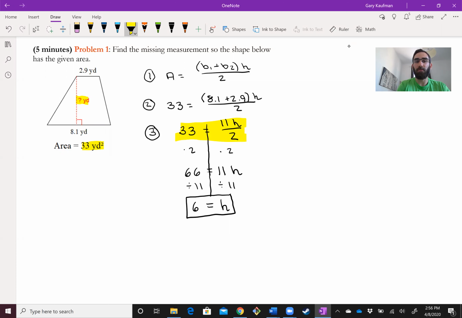So I thought to myself, okay, I just have an equation. I can solve it using inverse operations. So that's what I did. I undid the division. I then undid the multiplication. And I was left with the fact that if the height is 6, this trapezoid will have an area of 33 yards squared. One thing I forgot is yards. Don't forget your units.